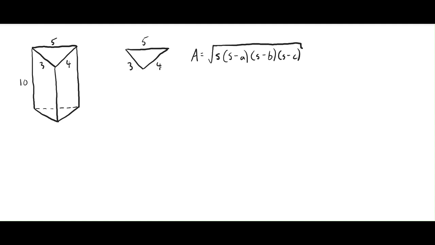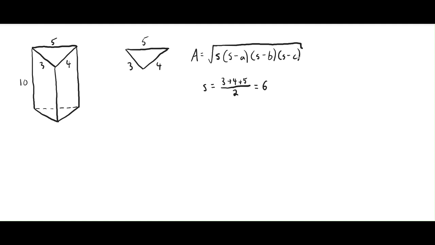So S is called the half perimeter. You basically take those three sides of the triangle, add them up, and divide by 2. So 3 plus 4 plus 5 is 12, divided by 2 is 6. And then A, B, and C up here, those are just the three sides of the triangle. So 3, 4, and 5.